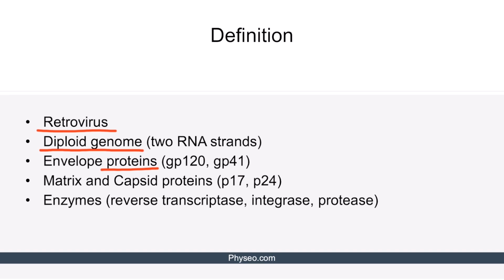Okay, so the HIV envelope contains glycoprotein 120 and glycoprotein 41, and those are the glycoproteins necessary for viral attachment. Inside the envelope, there is a matrix composed of the P17 protein. The HIV capsid, on the other hand, contains the P24 protein. Additionally, there are three important enzymes for HIV replication. These are reverse transcriptase, integrase, and protease.